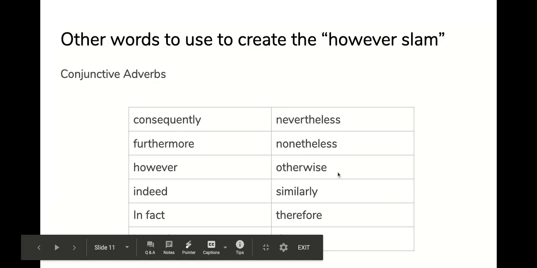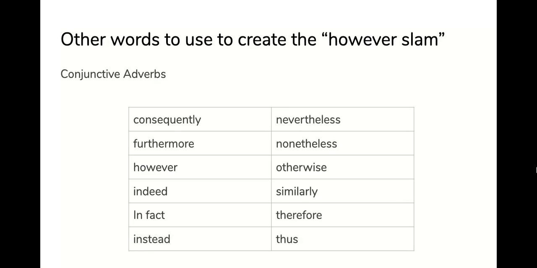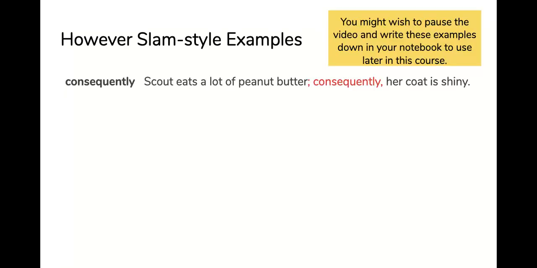Now, there are a few other words that are similar to a however slam. So these words are called conjunctive adverbs. And I'm not giving you all of them. I'm just going to give you maybe about half of them today. So here we have them, and I'm going to give them to you one at a time in sentence examples. Okay, so here we go.